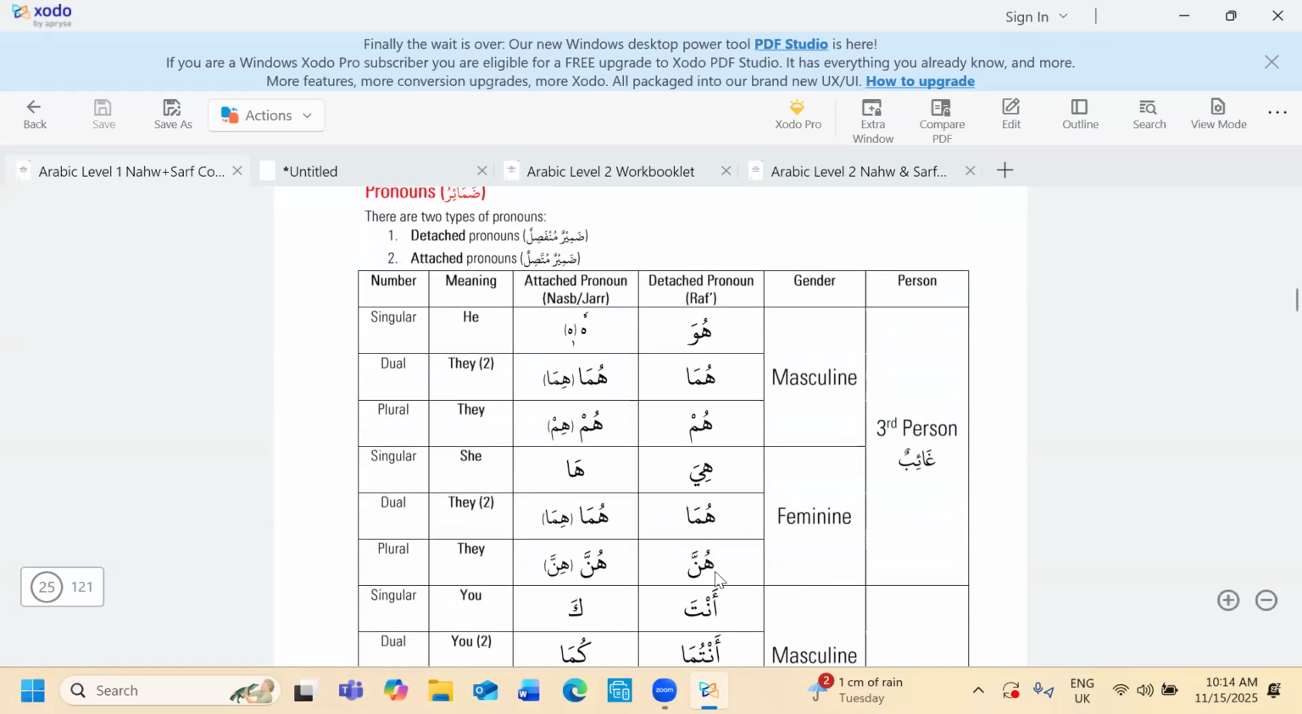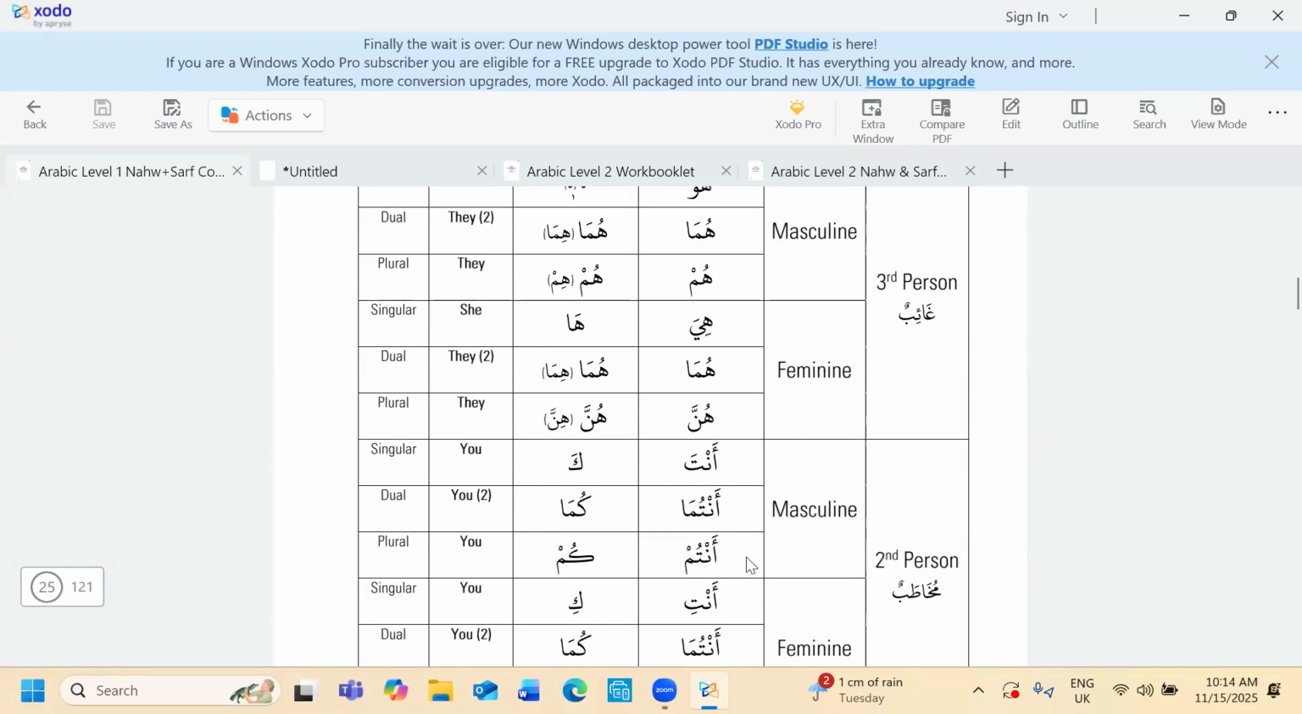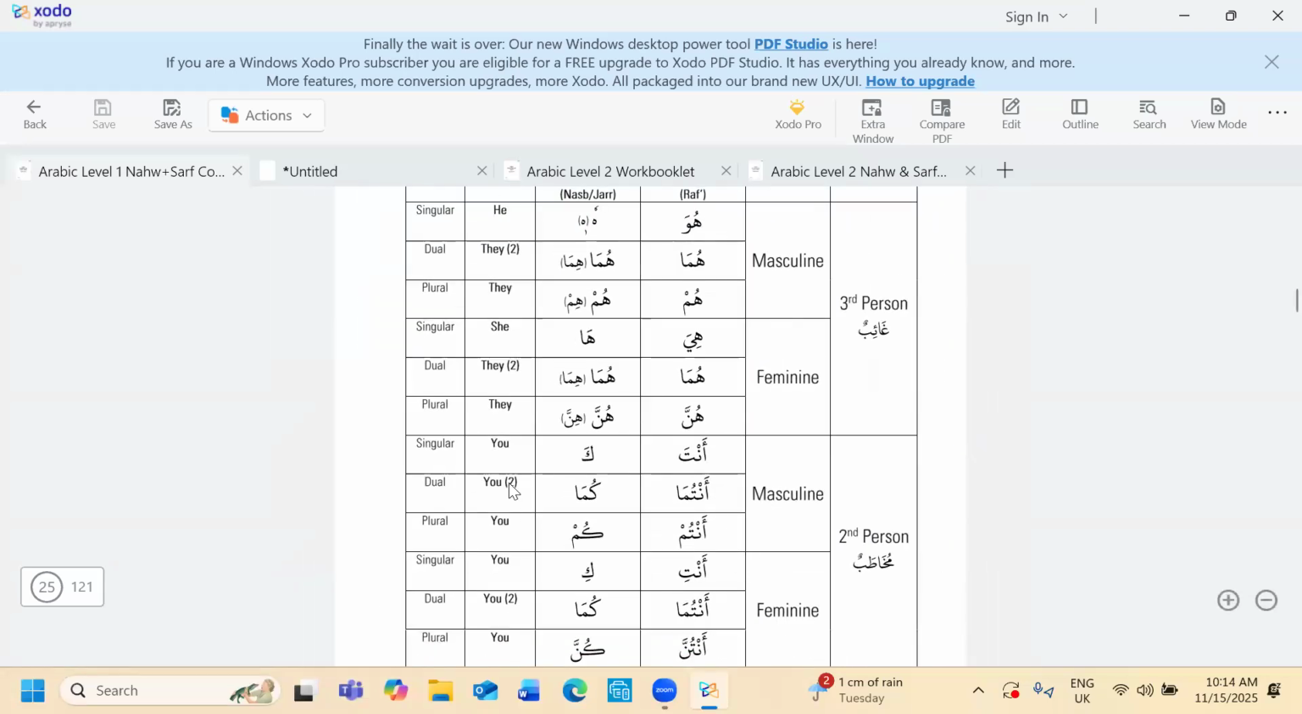So the first six are third person. What do we mean by third person? You're talking about someone who's not present. Whereas second person is someone who is present. So anta, antuma, antum; anti, antuma, antunna. There are six different ways that you can say you: when referring to one person, two people, many, and then the feminine versions as well. So there are six different ways depending on who you're talking to.